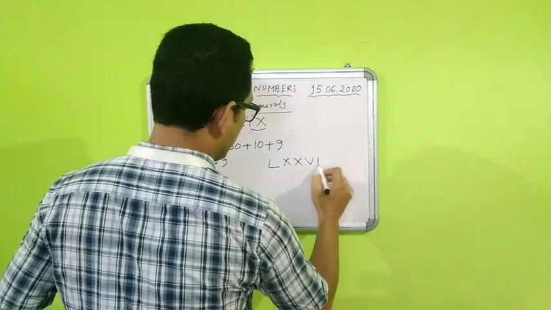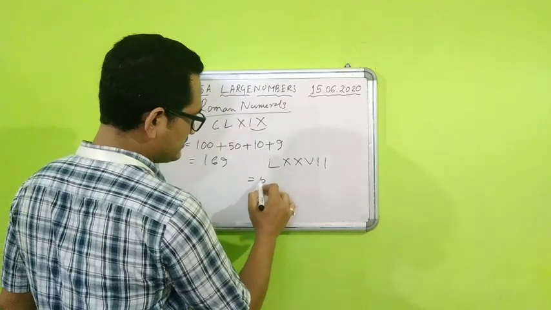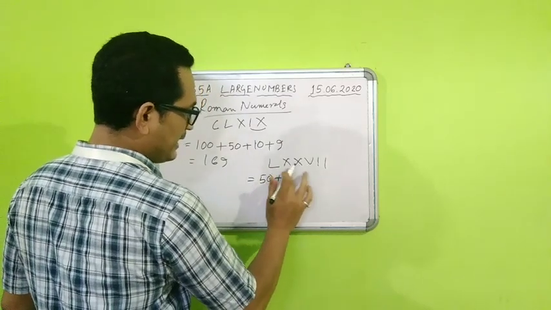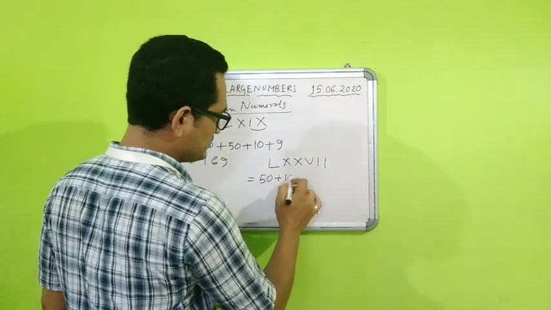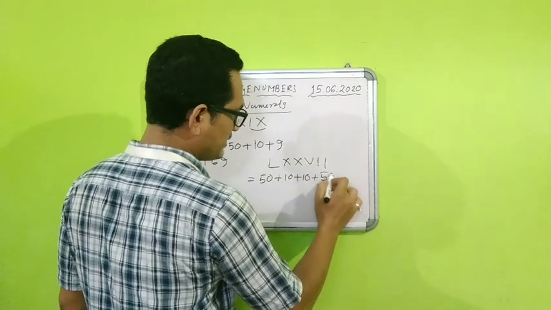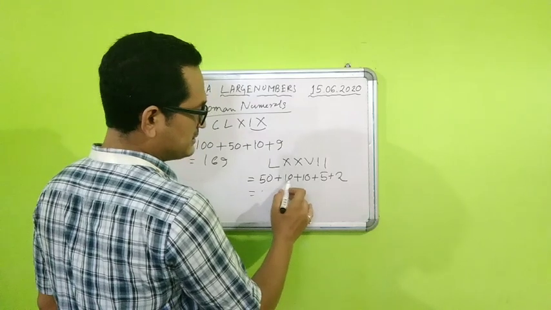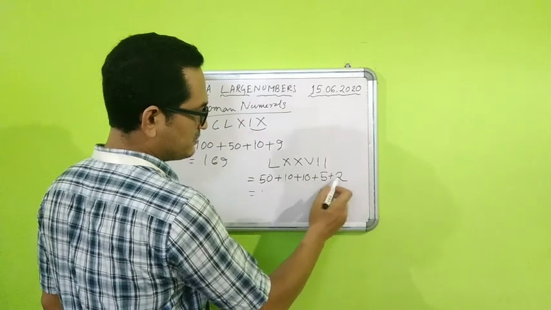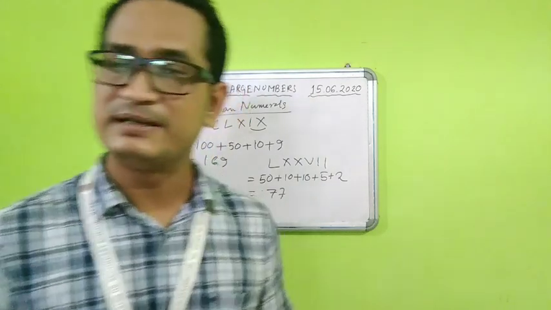LXXVII. Now here also, students, see, L means how much? L means 50. X and X are together, so definitely this will be 10 plus 10, so it will be 20. And VII: V means 5 and II means 2. So now finally you add all this: 50 plus 10 is 60, plus 10 is 70, 70 plus 5 is 75, plus 2 is 77. So you can say this value will be 77.